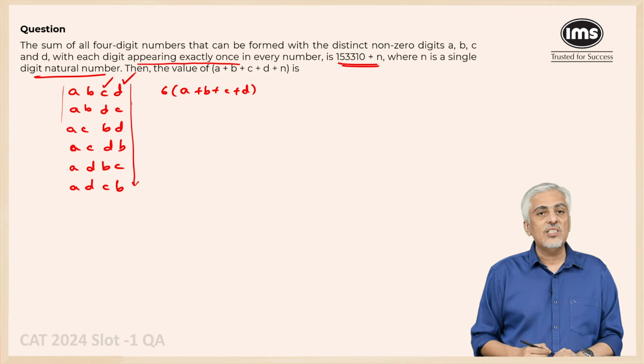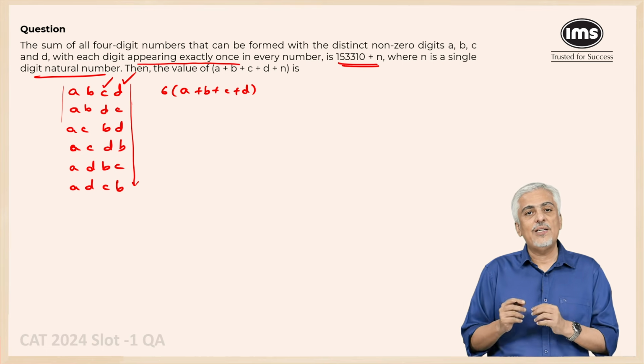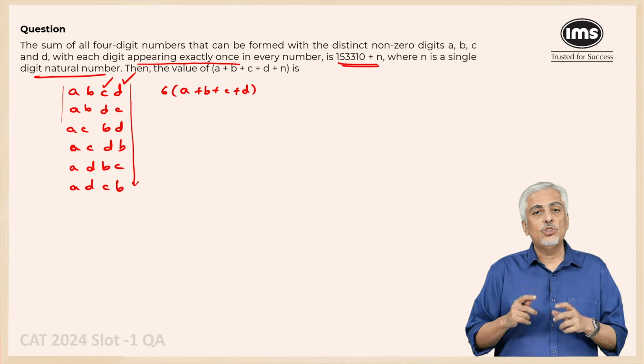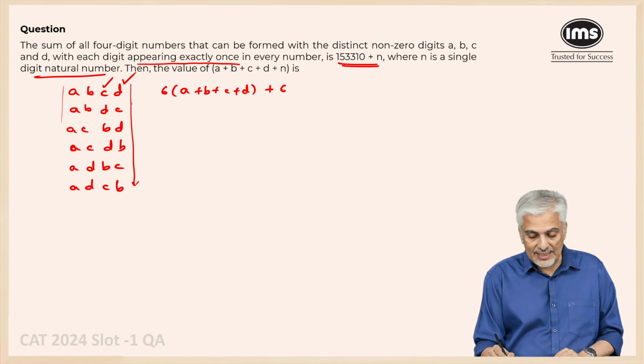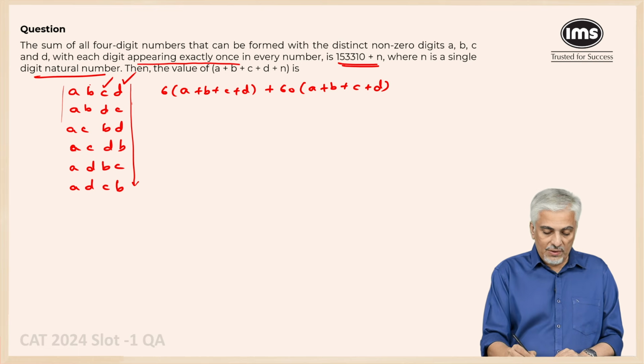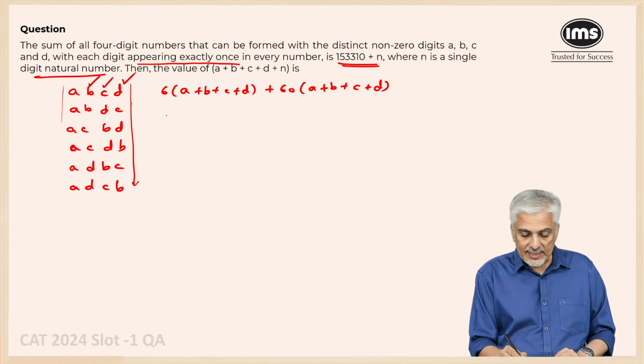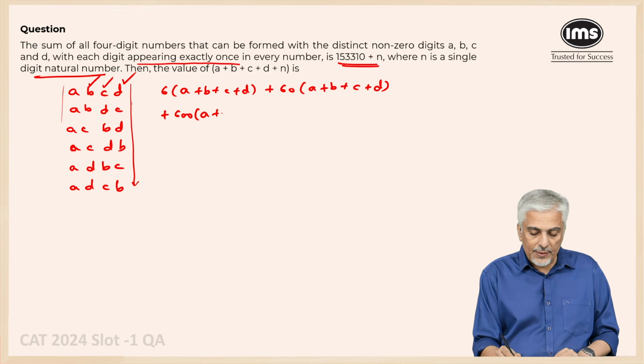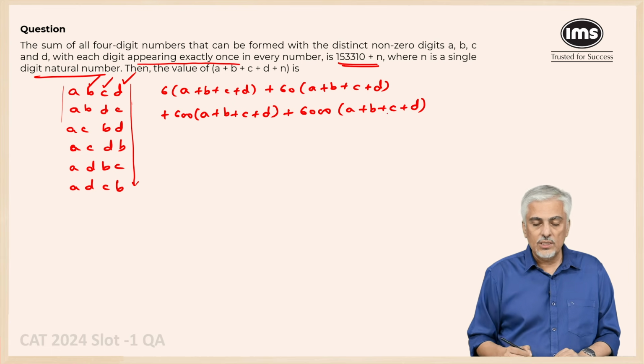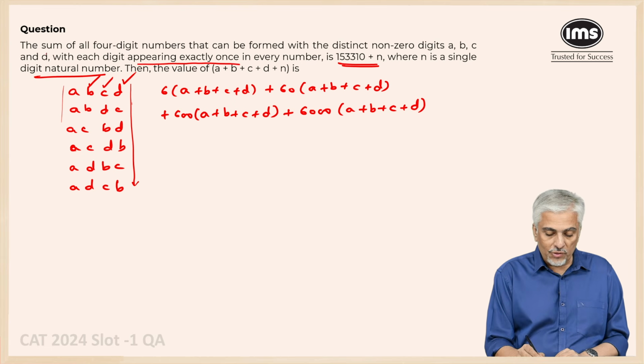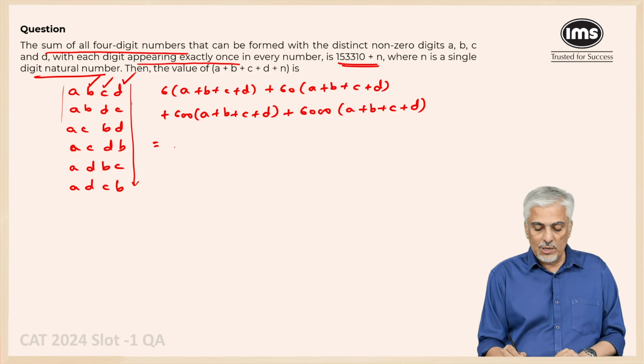Same way, what will be the sum of all these digits? The digits will be 6 times a plus b plus c plus d only, but they are in the tens place, so the value will get multiplied by 10. So it will become 60 times a plus b plus c plus d. Same way when I do it over here, it will come 600 times a plus b plus c plus d, and the last thing will come 6,000 times a plus b plus c plus d. So the sum of all 4-digit numbers that can be formed will come out to be 6,666 times a plus b plus c plus d.